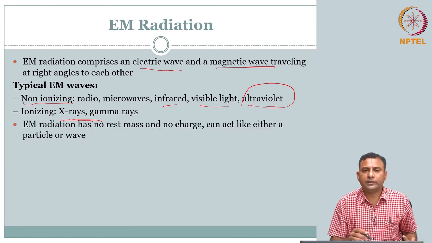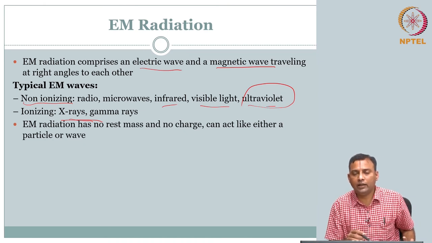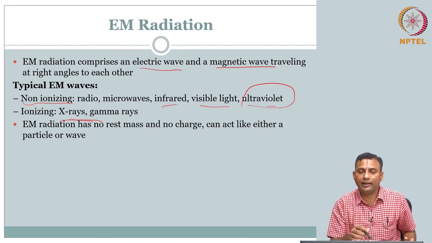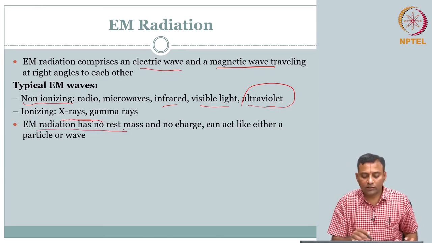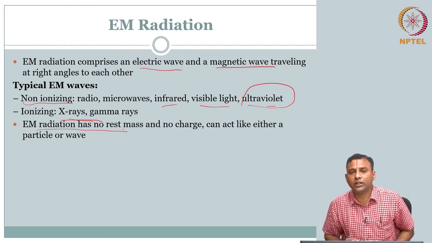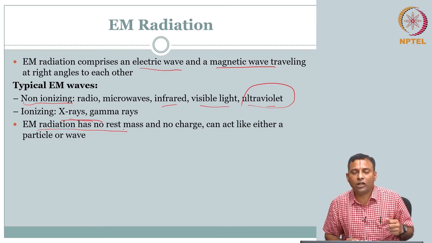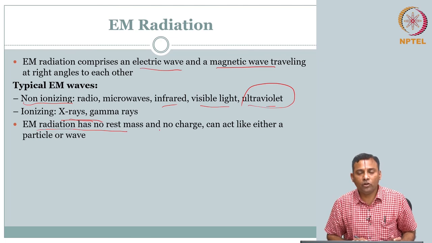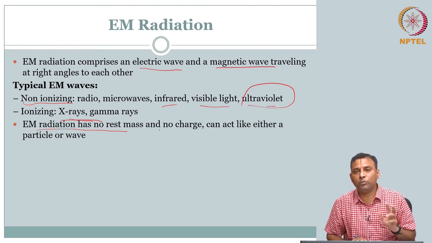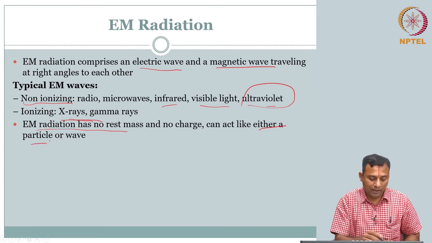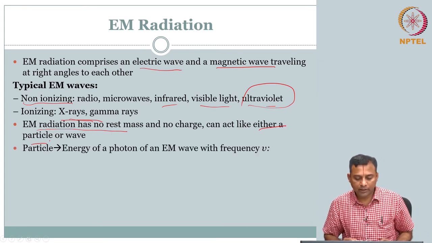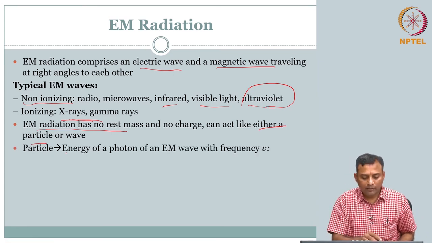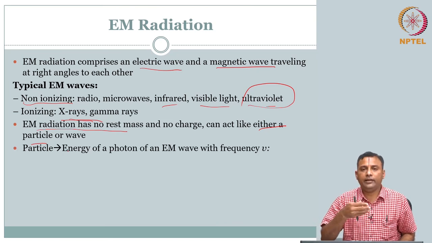So the distinction between what we saw already, right, the particulate radiation and the electromagnetic. The electromagnetic radiation has no rest mass and no charge. So we talked about the electron and negative charge, and we talked about m0 and m, relative velocity and therefore relativistic mass. That is not applicable here. Although an electromagnetic wave can display both behaviors, that is, it can act either as a particle or a wave.